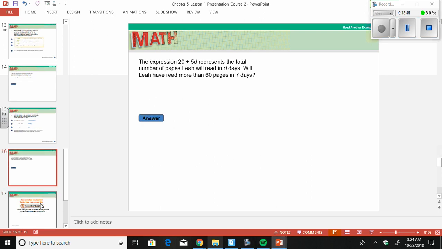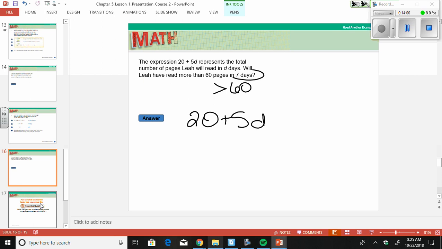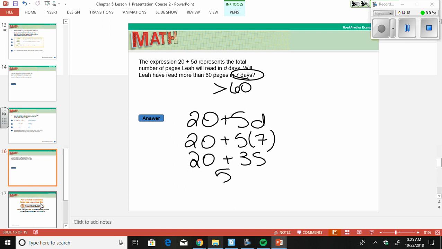The expression 20 plus 5D represents the total number of pages Leah will read in D days. Will Leah read more than 60 pages in 7 days? So will she read more than 60 pages, okay, for that 7 days? I'm going to take my expression 20 plus 5D, where D stands for days, and I'm going to plug in that 7. And I'm going to start using PEMDAS. So I have 20 plus 35, so that's 55 pages.